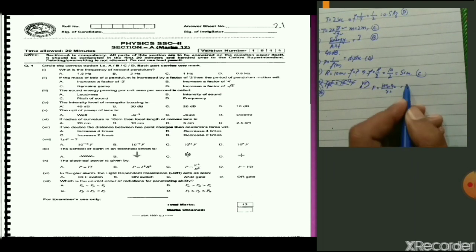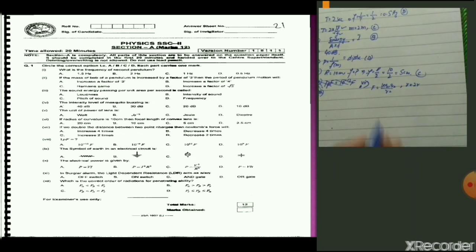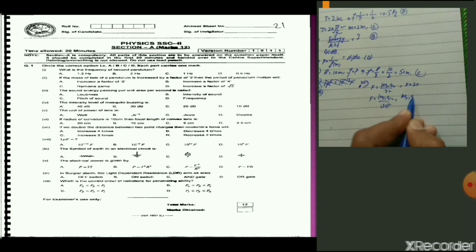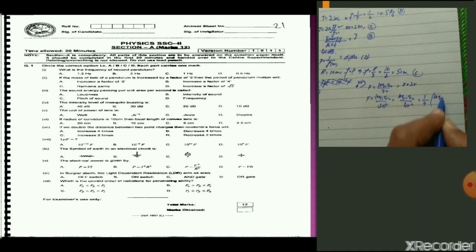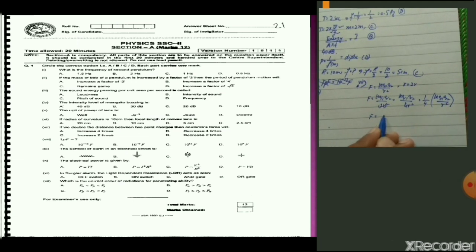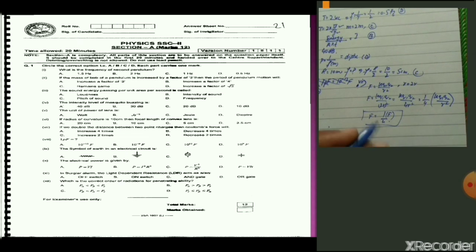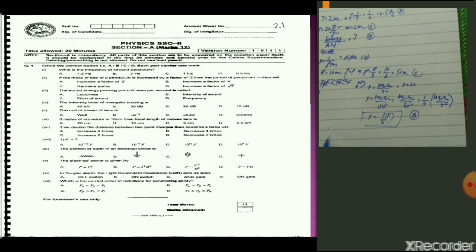If the value of R becomes double, now putting the values, F is equal to K Q1 Q2 divided by 2R whole square, which is equal to K Q1 Q2 divided by 4R square. Now taking 1/4 common, the remaining is K Q1 Q2 divided by R square, which is again equal to F. So the force decreases 4 times. Option B is correct.